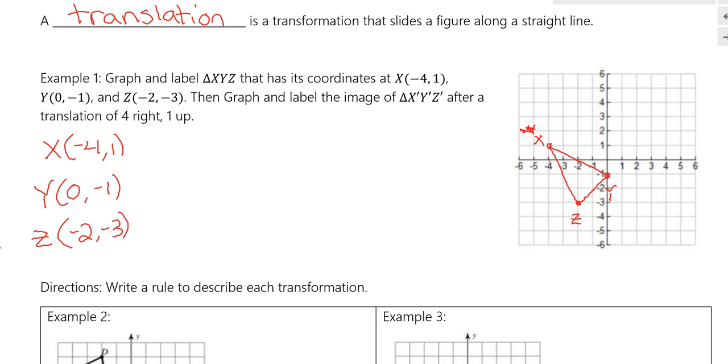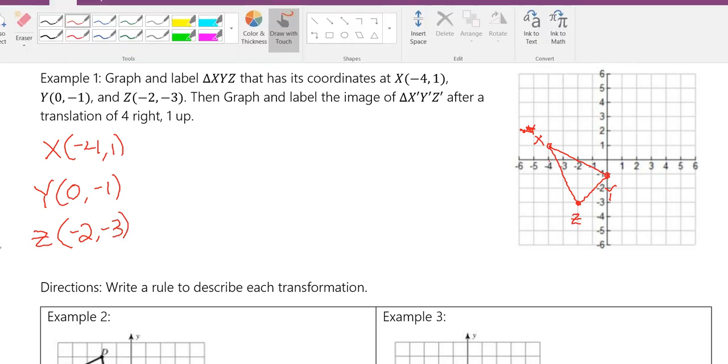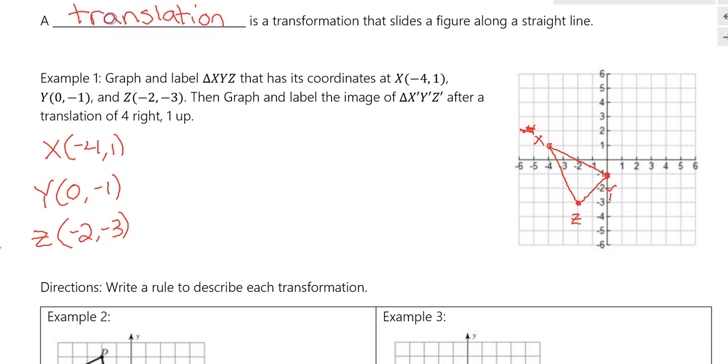Now I need to translate, right? I'm going to graph and label the image x prime. That's what that little apostrophe means and how you say it. It's called prime. So x prime, y prime, z prime after translation of 4 right and 1 up. So how I translate that is my x is moving right 4, and my y is moving up 1.